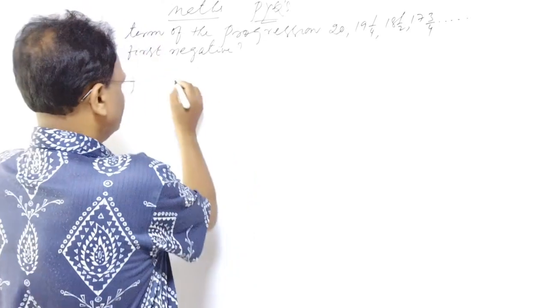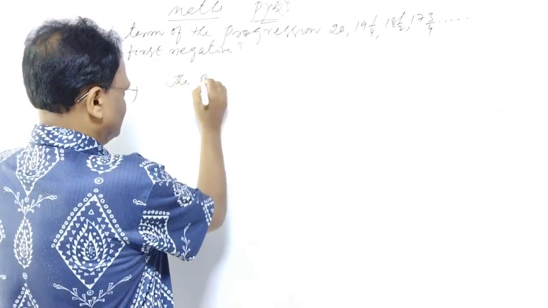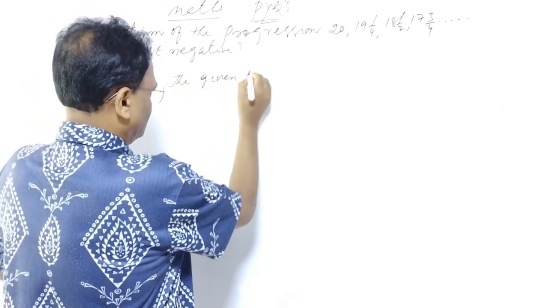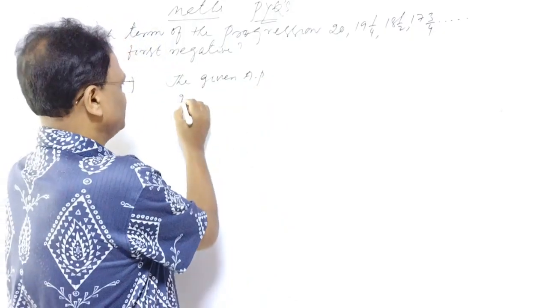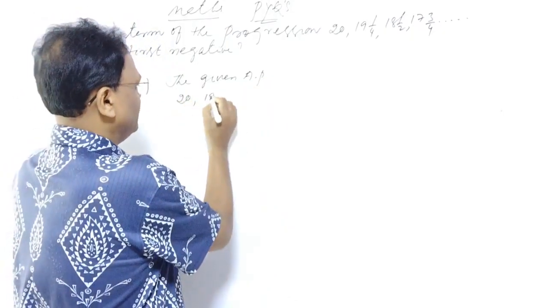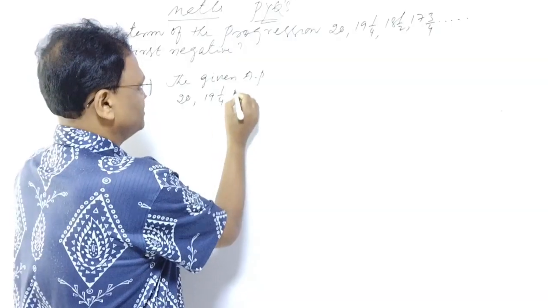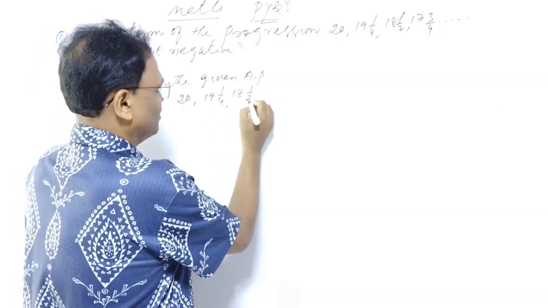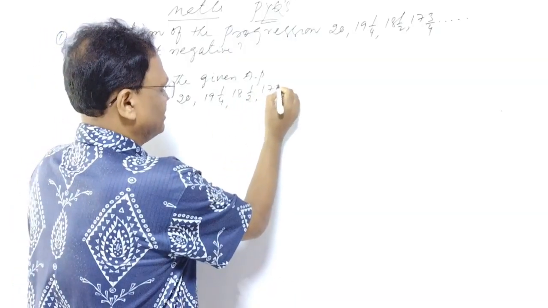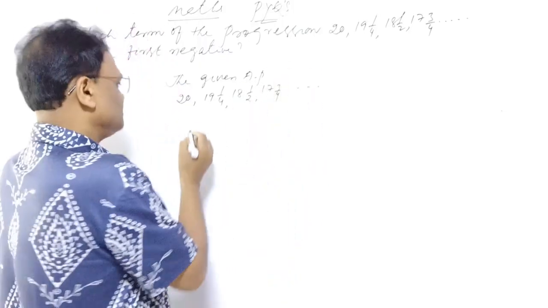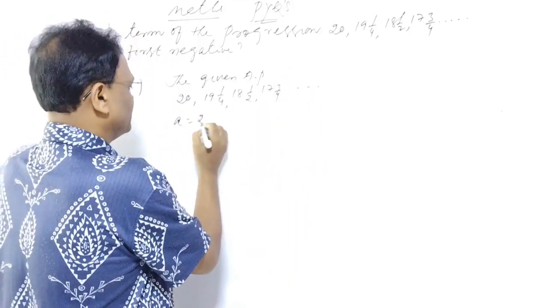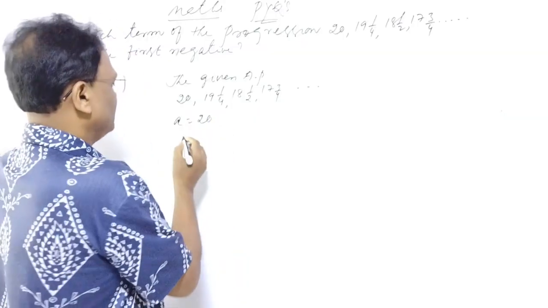What is the given AP? The given arithmetic progression is 20, 19 1/4, 18 1/2, 17 3/4 and so on. So what is my first term? My first term is 20. So a is equal to 20.